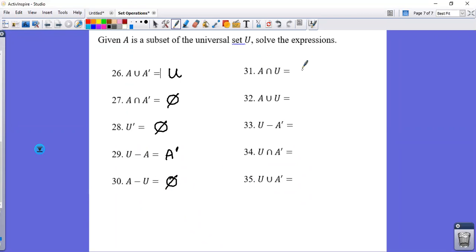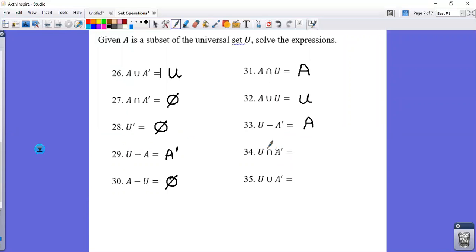A intersect the universal set: because everything that's in A is here, all of A would be in the intersection. Whereas if you union anything with the universal set, you're going to get the universal set. Everything would be in the union. Just like subtracting A from the universal set, if you subtract A's complement, you'd be left with just what's in A.